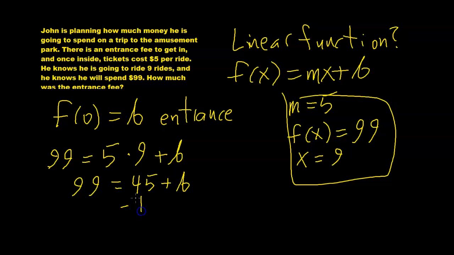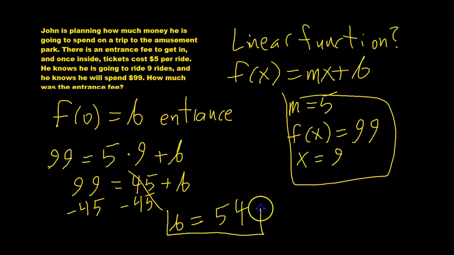So let's subtract 45 from both sides to get b by itself. B is equal to 99 minus 45, which is 54. Pretty steep entrance fee, but that's what it is. B is equal to 54.